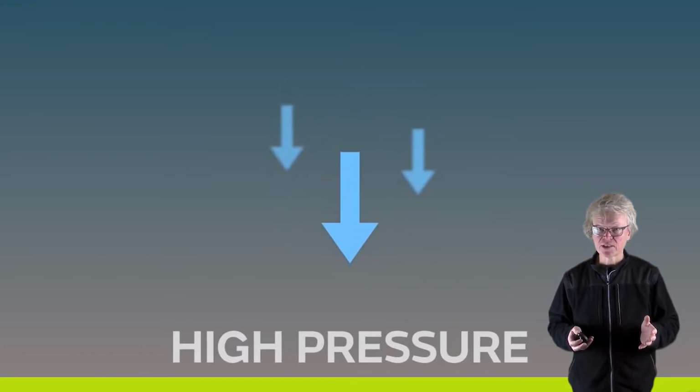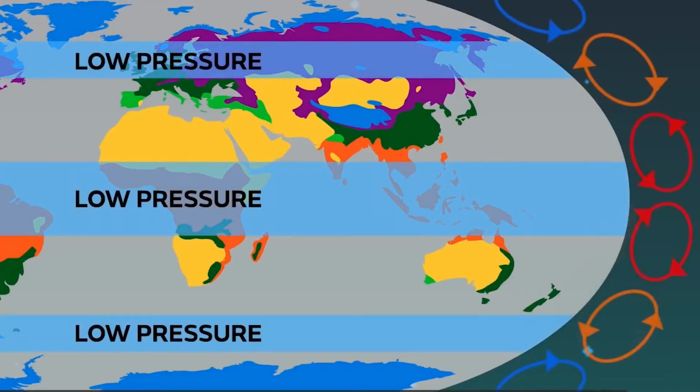Now, where are the areas of low pressure? Well, the main one is at the equator.